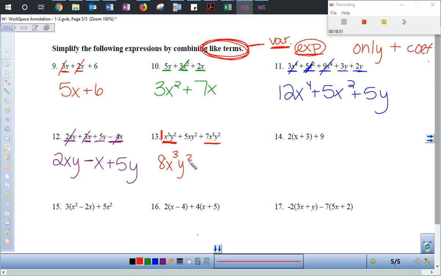Once I've added them together, I can cross them off. And see, I'm only left with 5xy squared. Nothing else can be added to that, so I'm going to go ahead and bring it down.